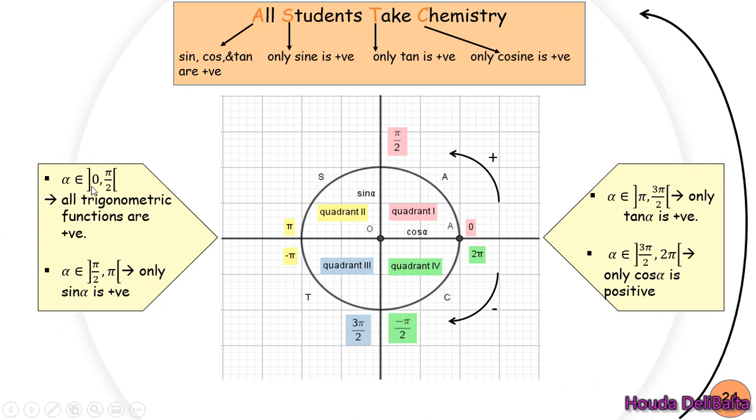If alpha belongs to 0, pi over 2, so in quadrant 1, all trigonometric functions are positive. If alpha belongs to the interval pi over 2, pi, which means in quadrant 2, only the sine is positive. If alpha belongs to pi, 3 pi over 2, which means the third quadrant, only tangent is positive, as well as cotangent. If alpha belongs to 3 pi over 2 till 2 pi, which is the fourth quadrant, only the cosine is positive.